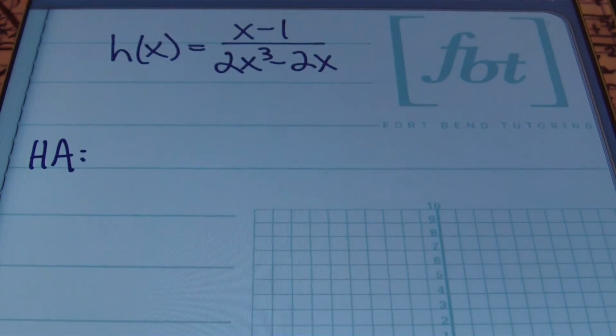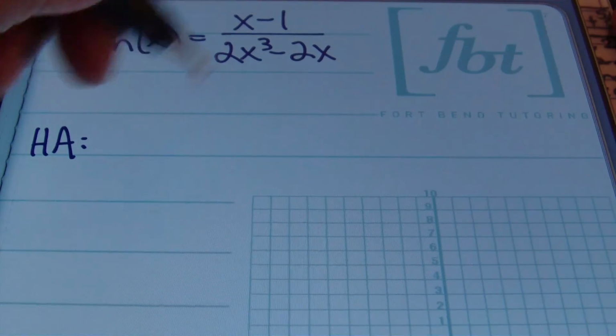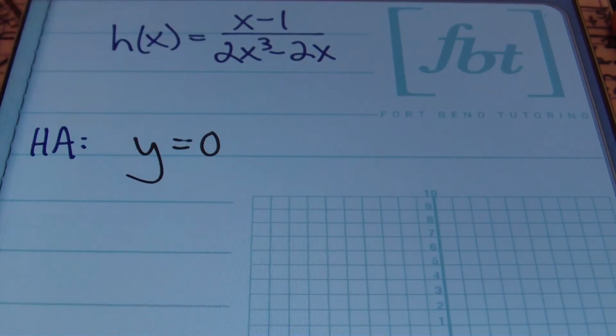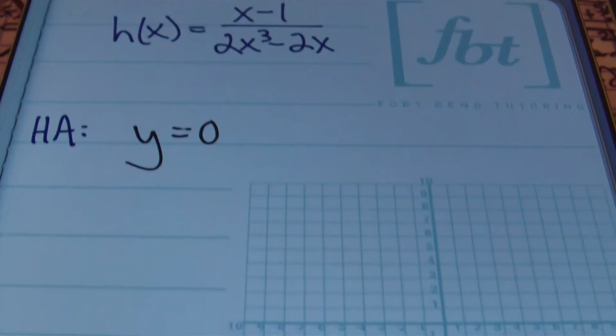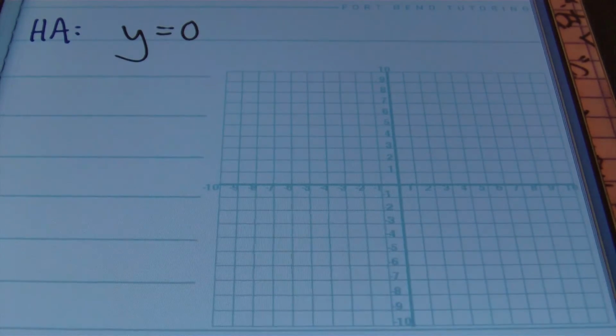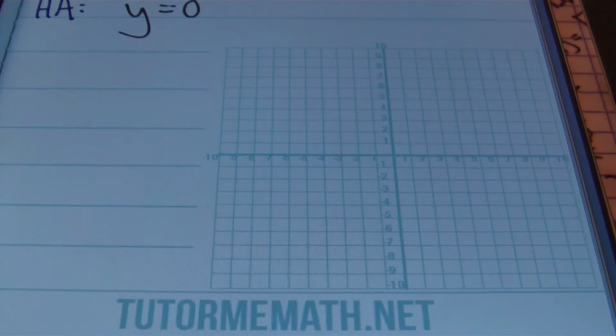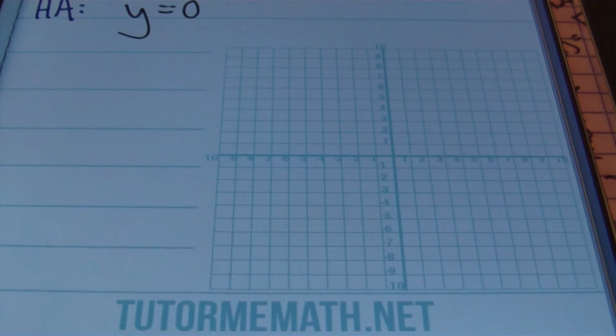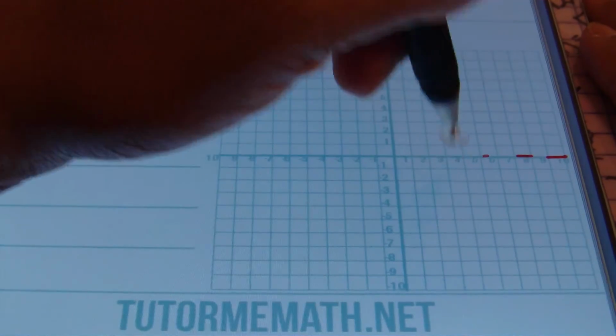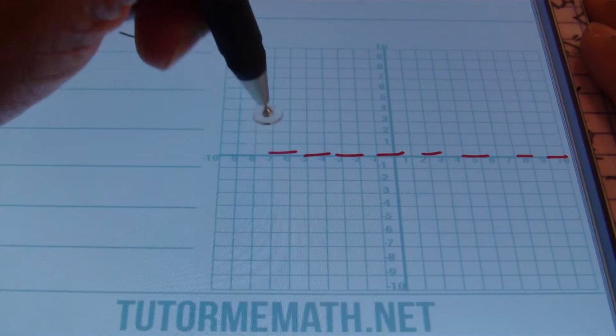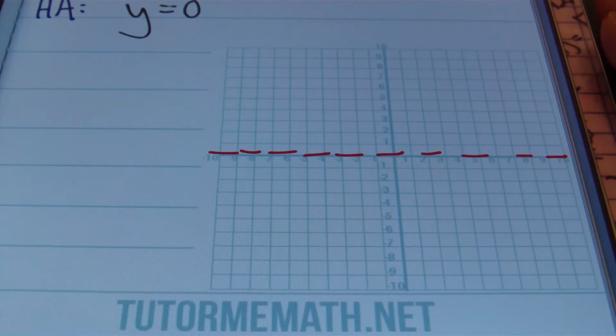So here we have our original function. My horizontal asymptote, once again, is y equals 0, and I'm going to graph this on the Cartesian plane, the rectangular coordinate system, aka my graph. All right, so it's just going to be a horizontal line right through the x-axis, that y equals 0 line, and done. That's problem number 2. Moving on.